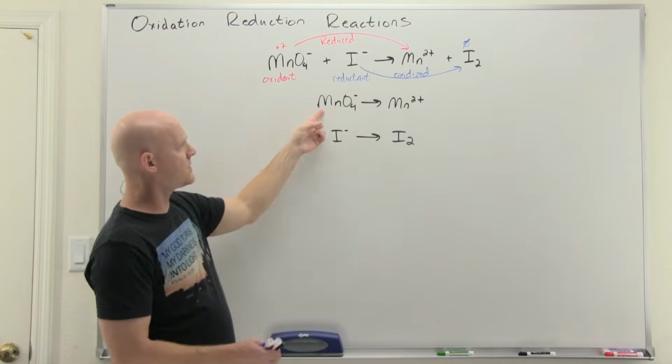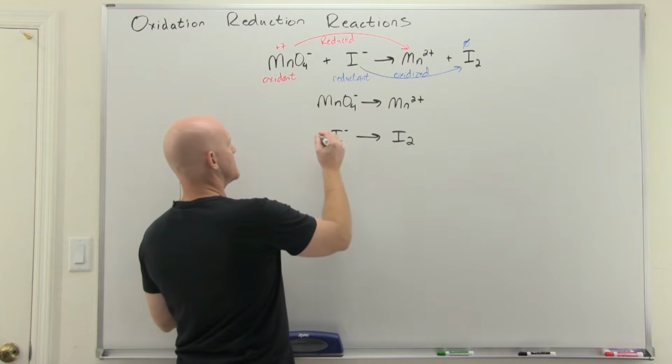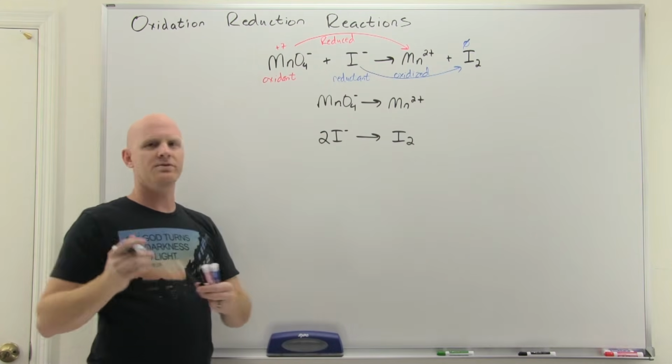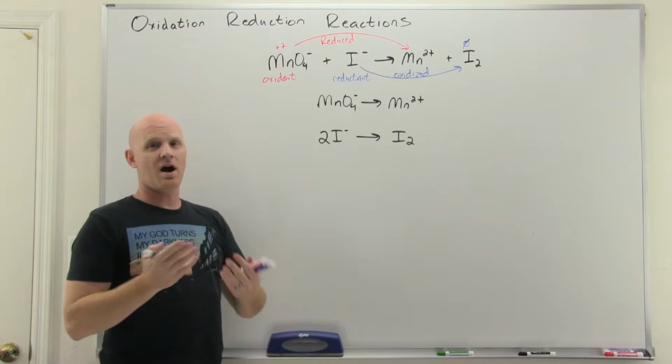And for the first one, that's already true. The manganeses are balanced. For the second one, though, I'm going to need to put a 2 right here. And that's a step a lot of students often forget on this kind of an example. So now we'll want to go and balance the oxygens and hydrogens.